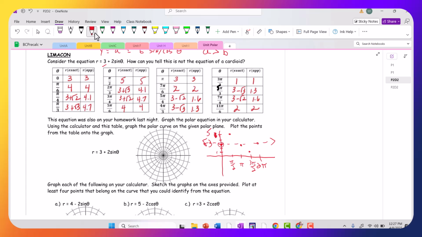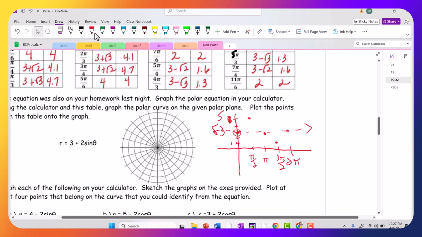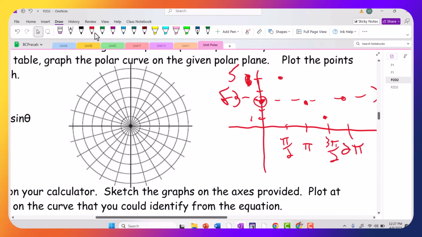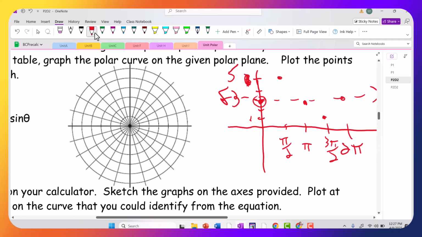Okay, then we're actually going to graph these. What's 0? I should be getting 3. Well, that's true. Sine of 0 is 0. 0 times 2 is 0. 0 plus 3 is 3. So I'm going to use these points right here. 1, 2, 3. And then sine of pi over 2 is 5. 1, 2, 3, 4, 5.